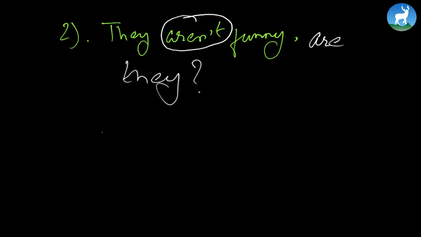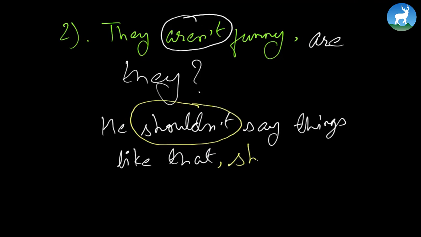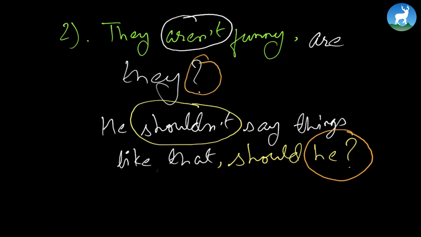Let's deal with one more example. "He shouldn't say things like that." Again, here the "shouldn't" is making this statement negative, and the answer should be "should he?" with a question mark. Don't forget that the question tag always ends with a question mark. So these are the two basic rules. If the statement is negative, the question tag is always positive, and if the statement is positive, the question tag is always negative.